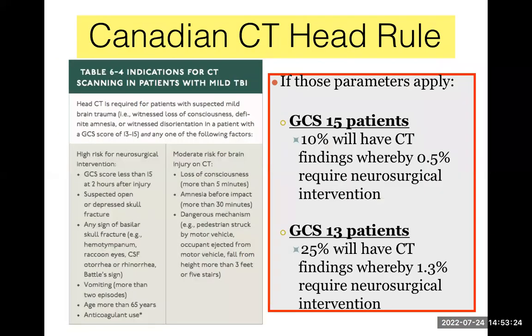In the Canadian CT Head Rule, it is stated that if we apply the parameters previously in table 6.4, in a GCS 15 patient, 10% will have CT findings, if we do a CT brain in a GCS 15 patient that fulfills the criteria. Of that 10% just now, 0.5% will require neurosurgical intervention. For GCS 13 patients, 25% will have CT findings, whereby 1.3% from the 25% will require neurosurgical intervention.